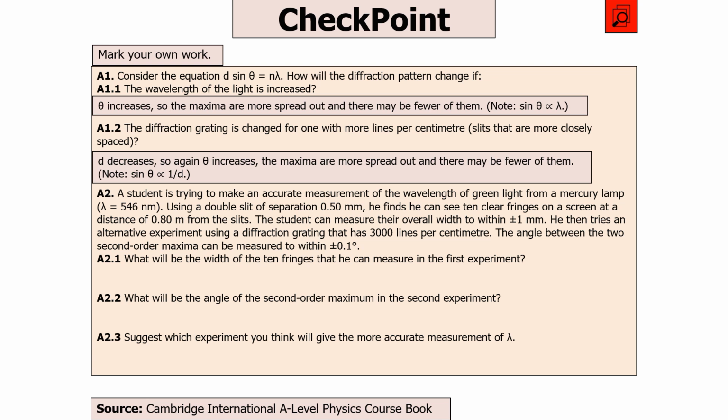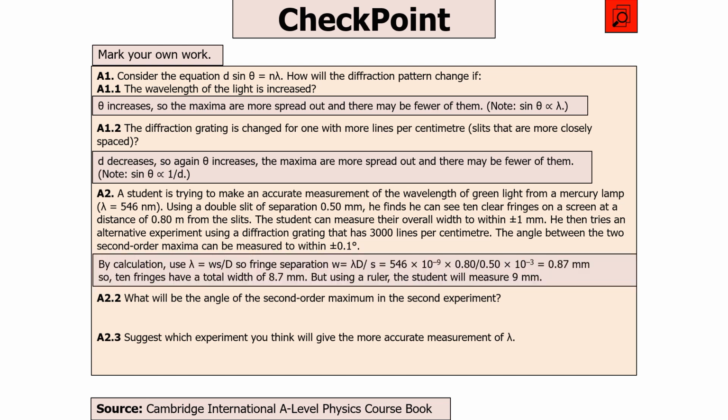In question 2.1, how can you work it through? Well, you can use the equation lambda equals WS over D, so W equals lambda D over S. Pop in all the numbers and you'll work it through to be 0.87 millimeters. So therefore, in total, 10 fringes will have a value of 8.7 millimeters, and the student will measure that to be 9 millimeters with the uncertainty of the ruler considered.